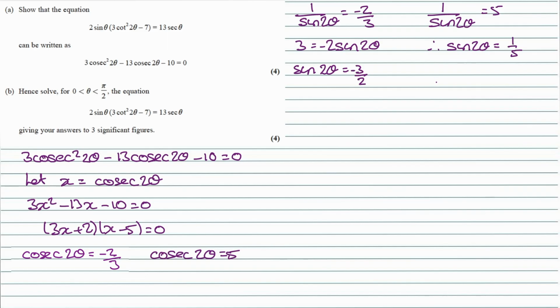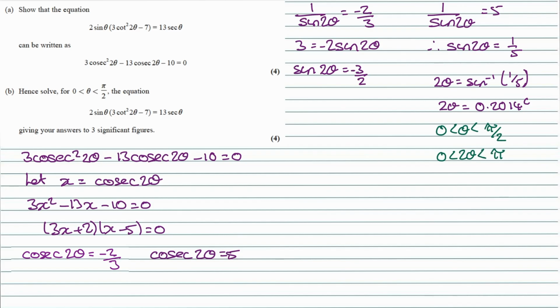And if we take the arc sine of both sides, 2 theta in radians will be the arc sine of 1/5. So 2 theta will equal 0.2014 radians. Now we've been asked to solve this in terms of theta, so we need to change our domain to match with 2 theta. So we're given between 0 and pi over 2. If we double this, we get 2 theta is between 0 and pi.